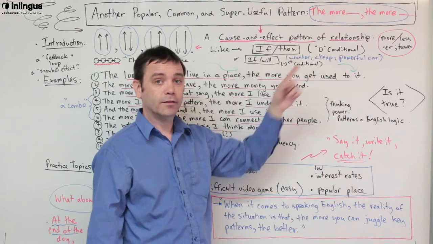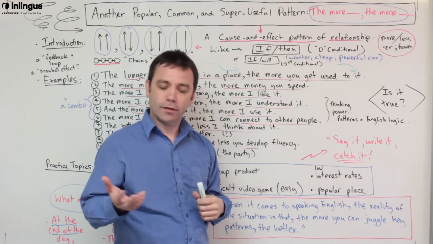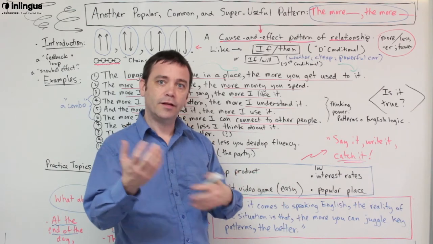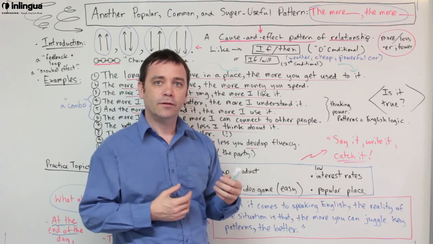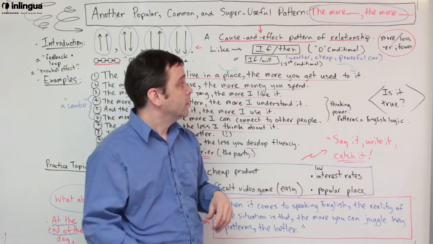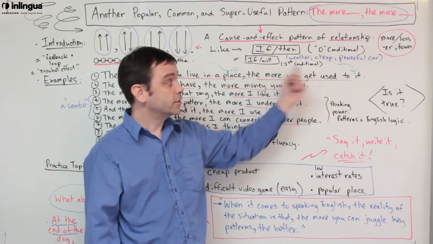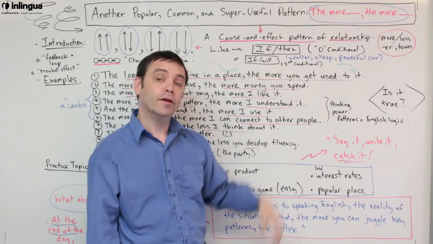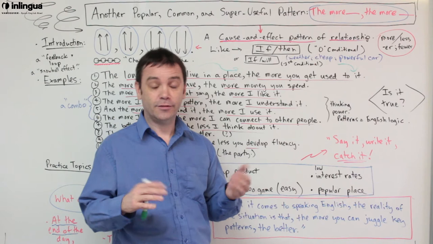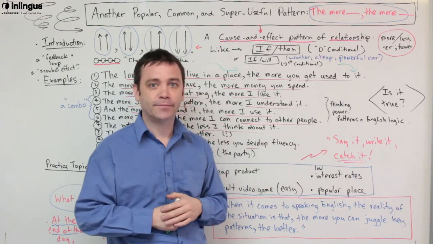If, then, let's try. If you travel a lot, then you will like it. If you travel a lot, then you will like it. The more you travel, the more you will like it. It works. Or it is also similar to first conditional. If, will. If you travel a lot, you will like it. Right? The more you travel, the more you like it.